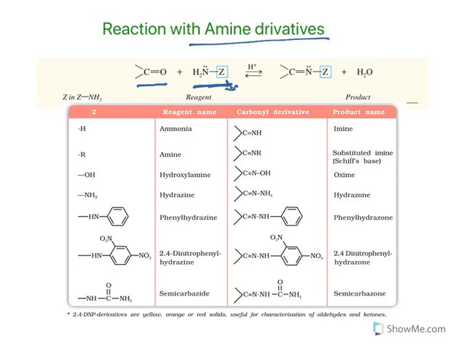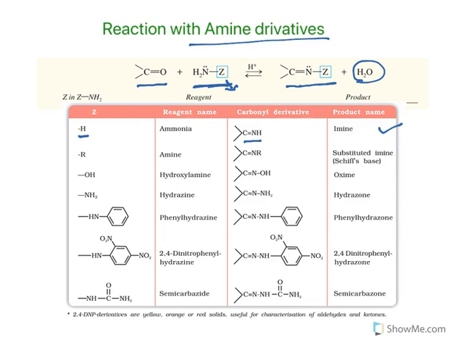These groups are derived groups, and finally they lose a water molecule, resulting in the formation of the imine group. If it is with ammonia, it is known as imine. Look at this table. The Z is hydrogen here, then it is ammonia, NH3. The formed bond is imine. It is known as imine.